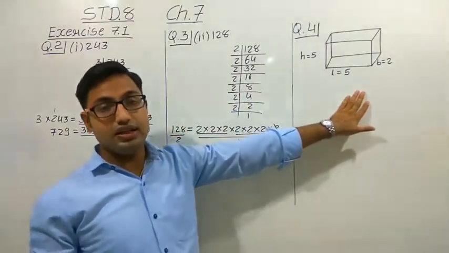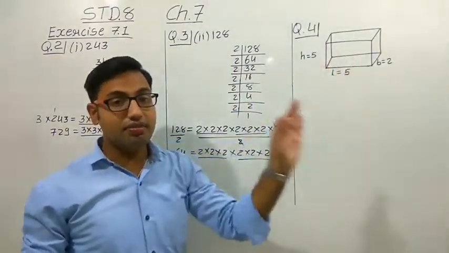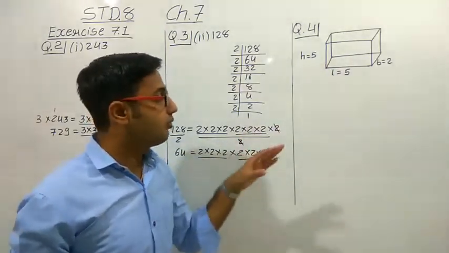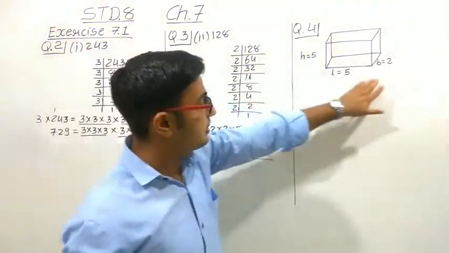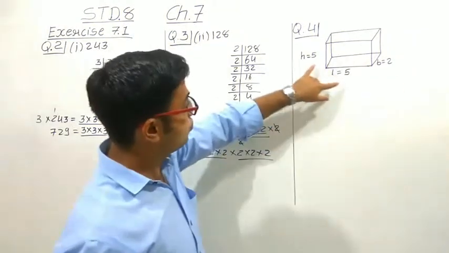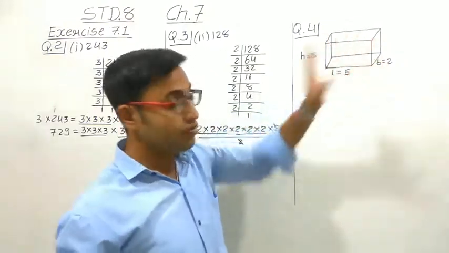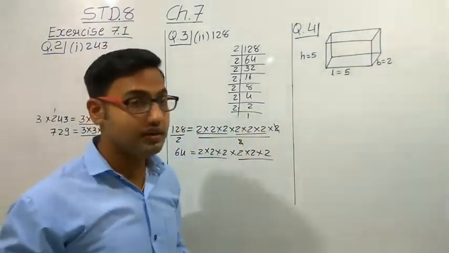Because whenever there is a cube, their length, breadth and height, all the 3 dimensions will be equal. But here, all the 3 dimensions are not the same. These two, yes, they are equal, but the third one is different. So this is a what? This is a cuboid. Right?